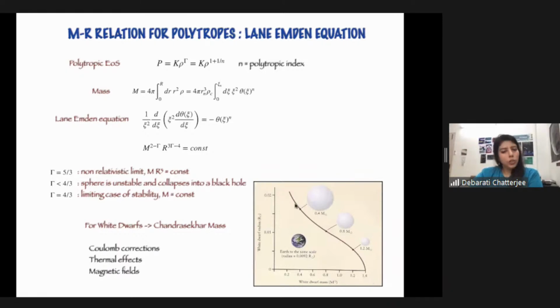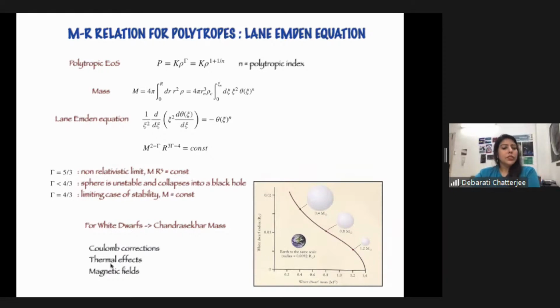Also, general relativistic effects for white dwarfs. As you know, white dwarfs are also compact stars and they have strong gravity, although not as strong as neutron stars. But if you consider general relativistic corrections, you will see that very close to this Chandrasekhar mass limit, there is a curving of this relation, but it does not affect this value too much. There is a small dependence on the GR effects.